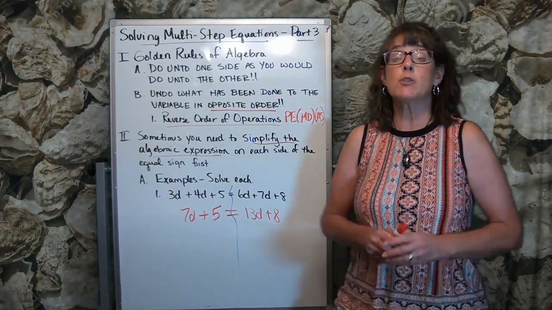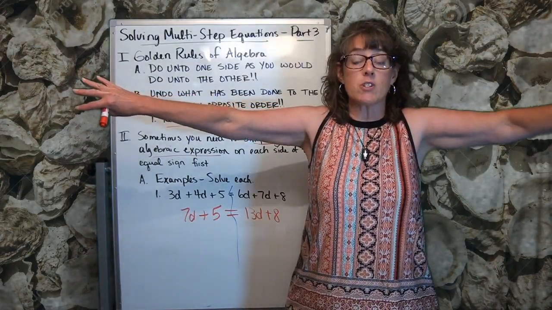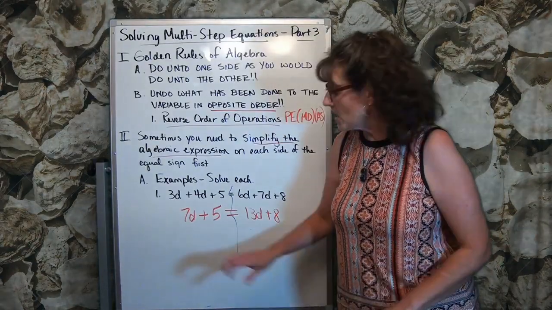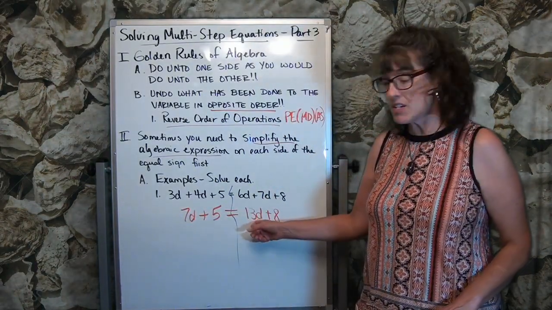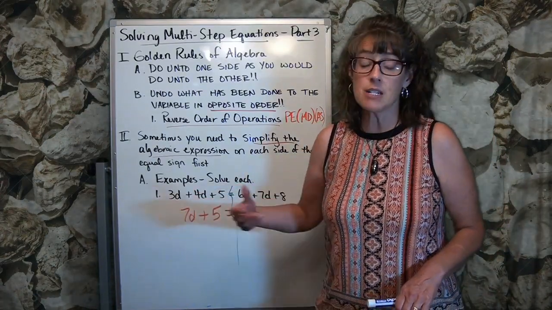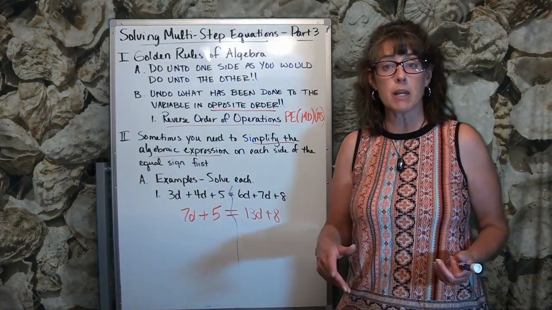And now at this point, I'm just going to separate my variables and my constants, remembering it does not matter which side I put them on. So I can either take the 7D's out of this pan and 7D's out of here, or the 13D's out of this pan and 13D's out of here. Now 13D's out of here is going to throw me in the hole.